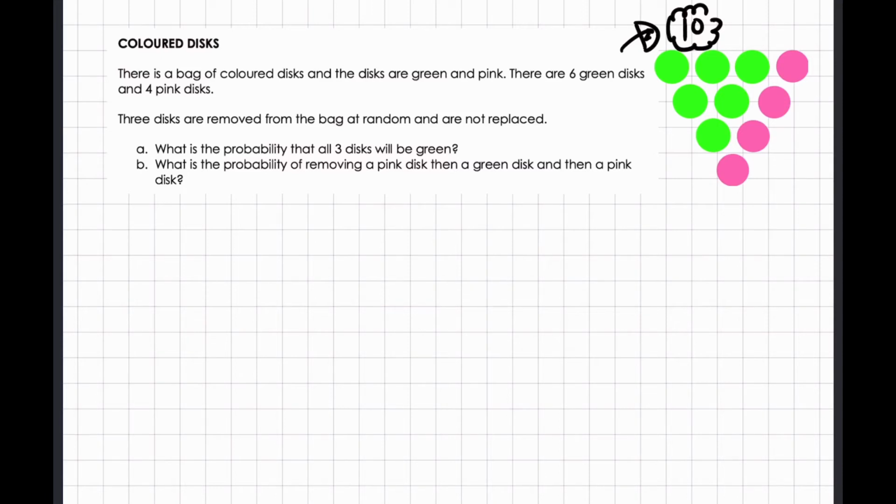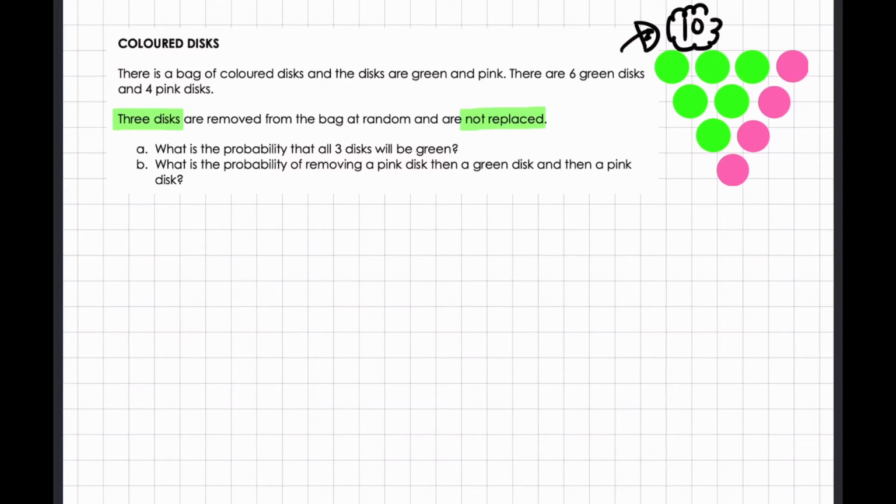3 discs are removed from the bag at random and are not replaced. So we're working with our conditional probability. So we have 3, and they are not being replaced. So that means that if they're not being replaced, we start with, on our first draw, we have 10 discs to choose from.